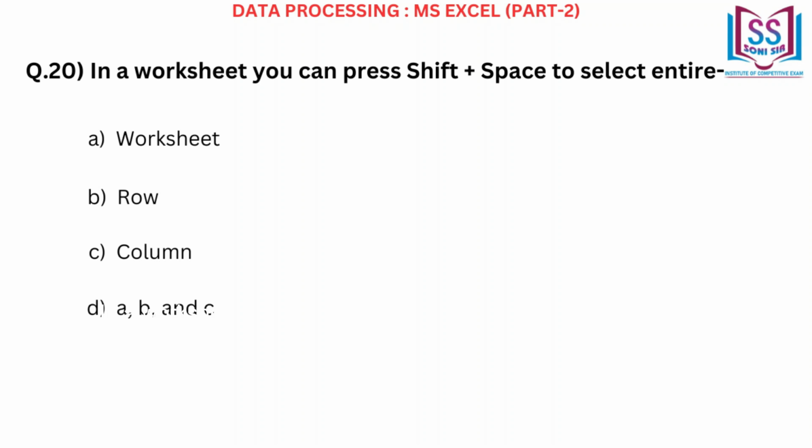In a worksheet you can press Shift plus space to select the entire A. Worksheet. B. Row. C. Column. D. A, B, and C. Correct answer D. A, B, and C.